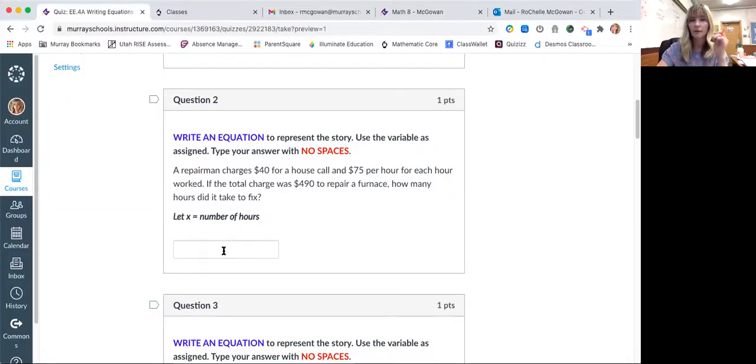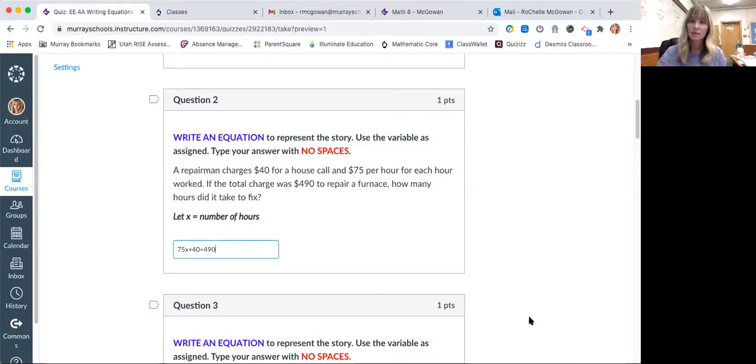And I just want to make sure you guys understand also that there is more than one way that you can type it in. So some of you, when you read it, you think of the $40 first and then add the $75 per hour equals $490. That is perfectly acceptable. You could type it in like that. The way we wrote it on our paper was $75 per hour plus the $40 equals $490. Those two are the same equation. What really matters is that the X is with the 75 and that the 490 is the total, so it's after the equal sign. There's number 2.